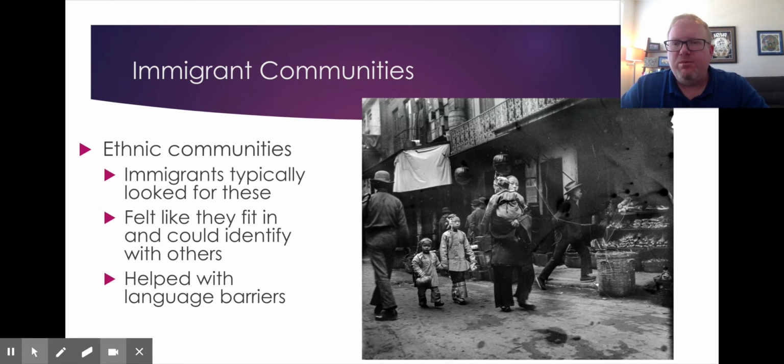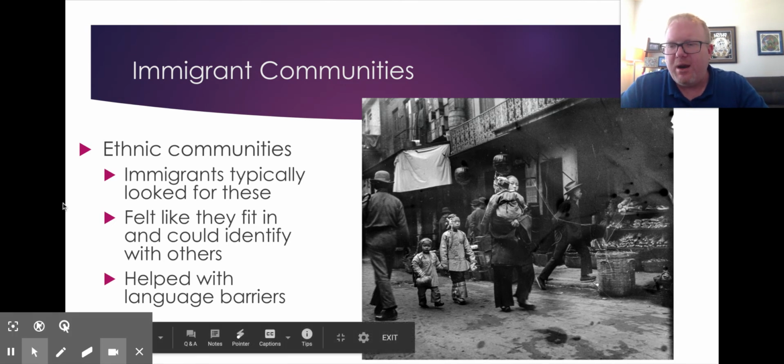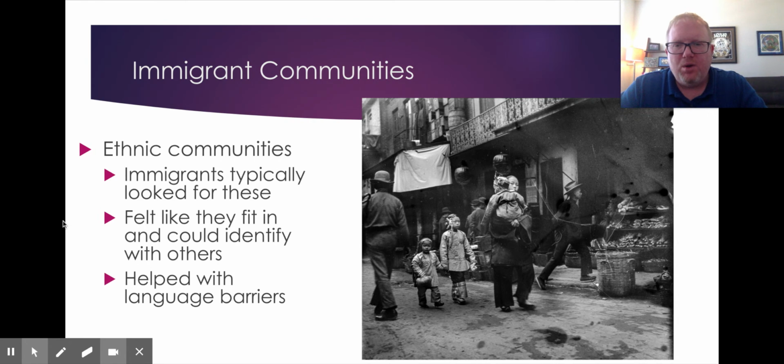And there's a reason there's places like Chinatown, or in Chicago, there's a Chinatown, but there's also a big Greektown in Chicago. And there's Little Italy in New York or in Chicago, places where immigrants from the same countries ended up stopping. Part of it was a support system. They felt like they could identify with the others and fit in. It helped them with their language barriers. They could communicate with people and not feel that they were left out and misunderstood all of the time.